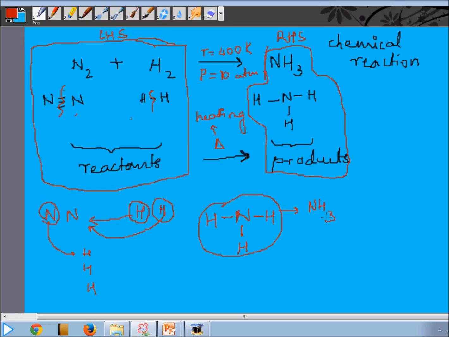Once I have set the experimental conditions, the breaking, rearrangement and formation are going to take place throughout the reaction until the completion of the reaction.